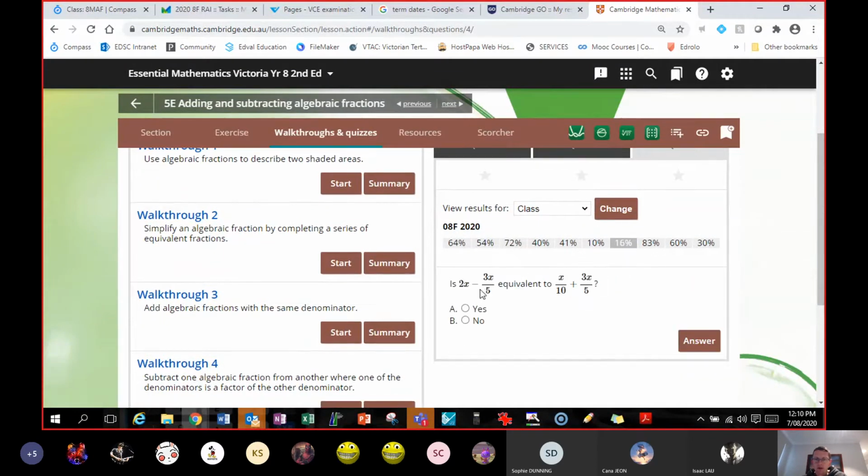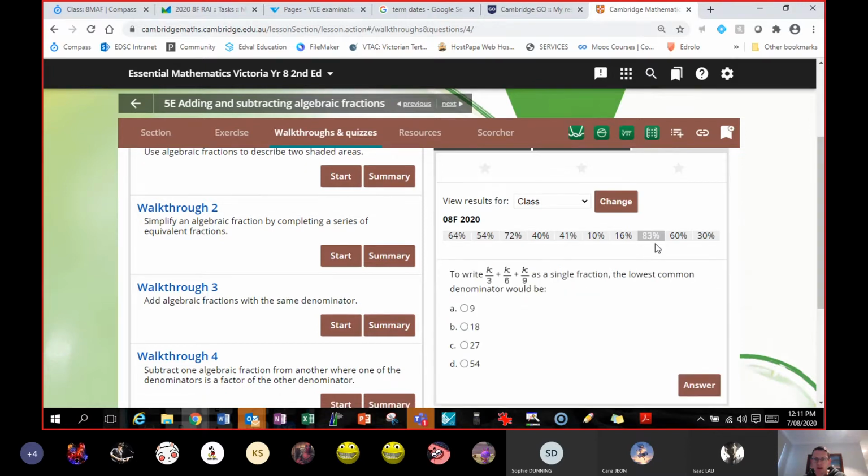We could look at this one. What you've got to do here is ask, does this equal the same thing as that? That's what equivalent means. So you'd change this into an equivalent fraction and figure it out, and change that into an equivalent fraction and figure it out. That's what we're trying to ask there. Is it the same value? So you'd need to change that and that.